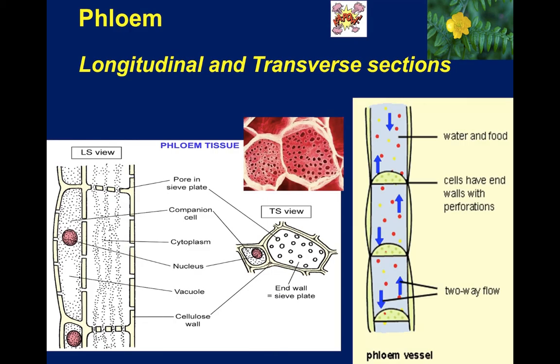So again, these are just other different views. So this is our sieve plate up here. This would be the transverse section view of it. So it's essentially got loads and loads of perforations in it with which the glucose moves up through.